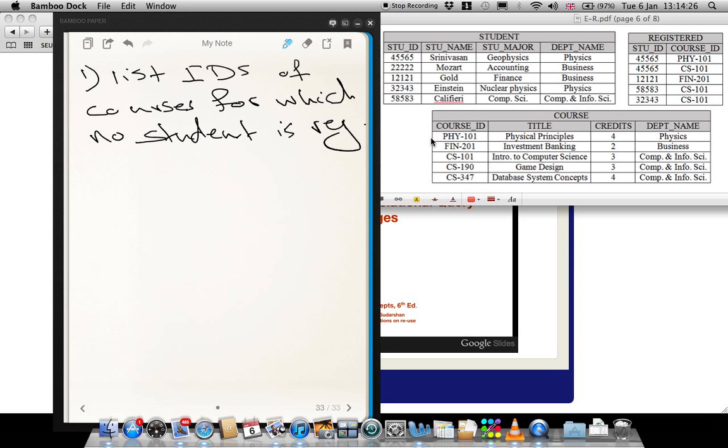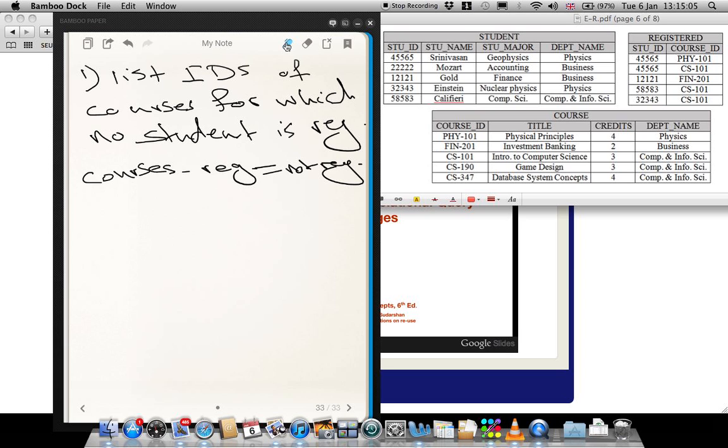So all we need to do is think about this mathematical equation. It's just as simple as that. You have all the courses, and you have the courses where students are registered. Now, how do you get the courses where students are not registered? By subtraction. Mathematically, courses minus registered gives you the courses with no registration. As simple as that. But now we need to translate this into an algebra expression.